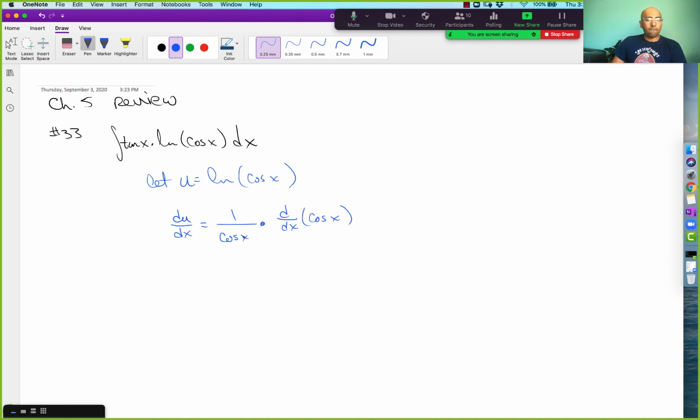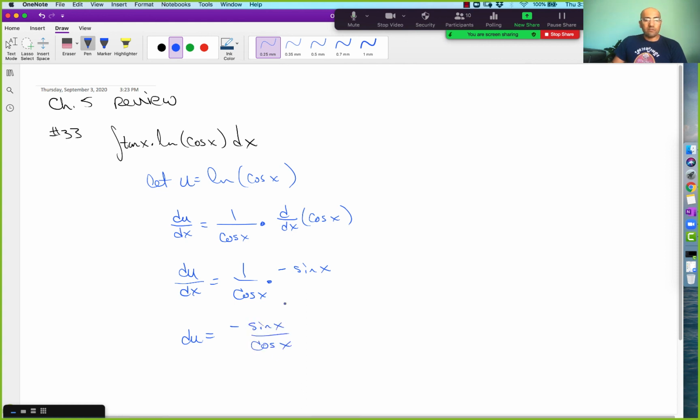And so then the derivative of cosine of x, so we end up with du dx equals 1 over cosine of x times the derivative of cosine, which is equal to negative sine of x. So I end up with du equals negative sine x over cosine x, which is in fact tangent. So du equals negative 1 times tangent of x. Well, lucky for me, there it is, tangent of x.